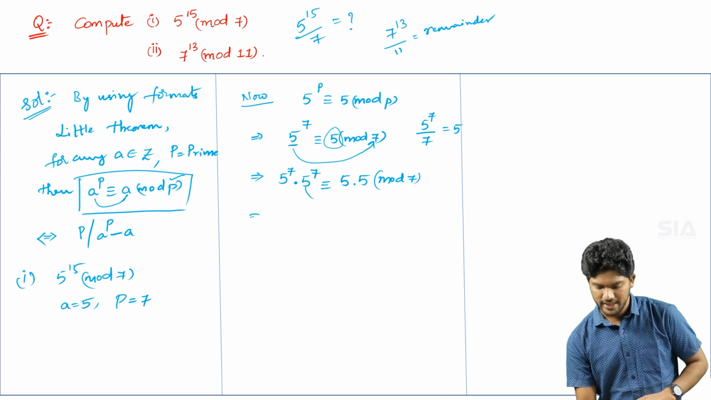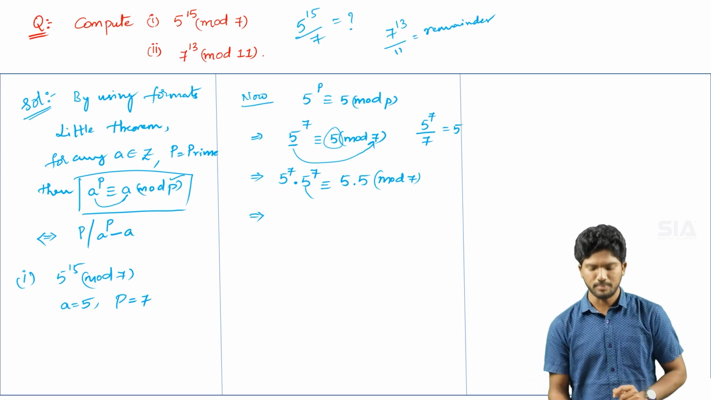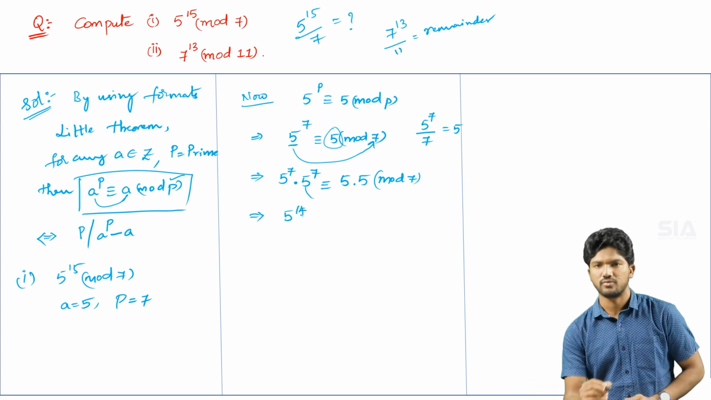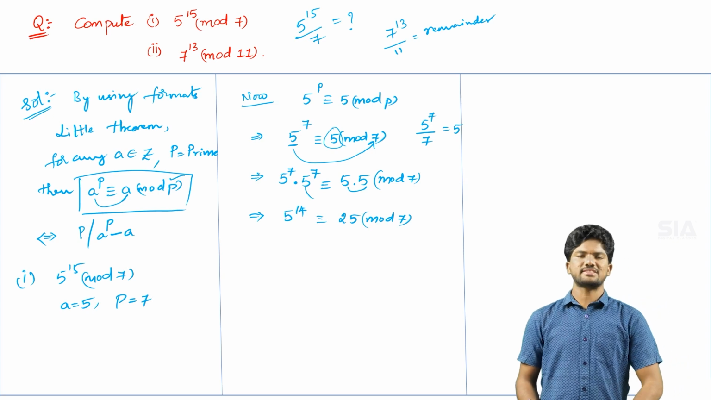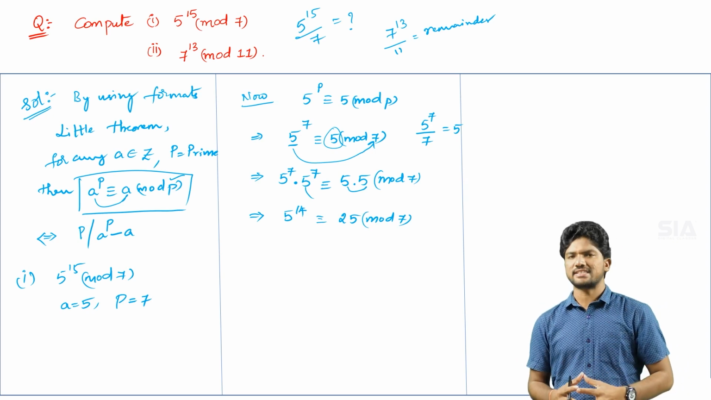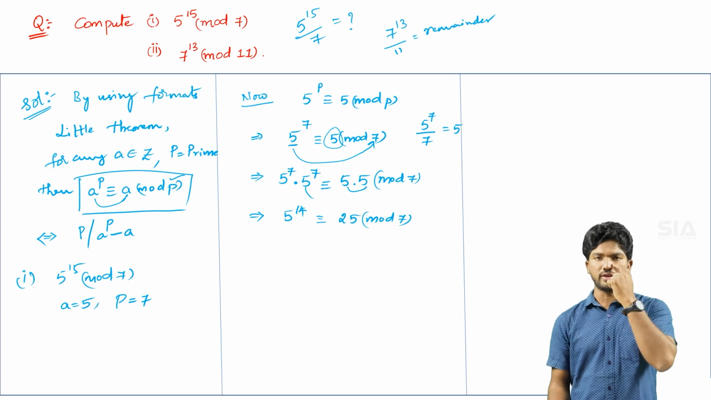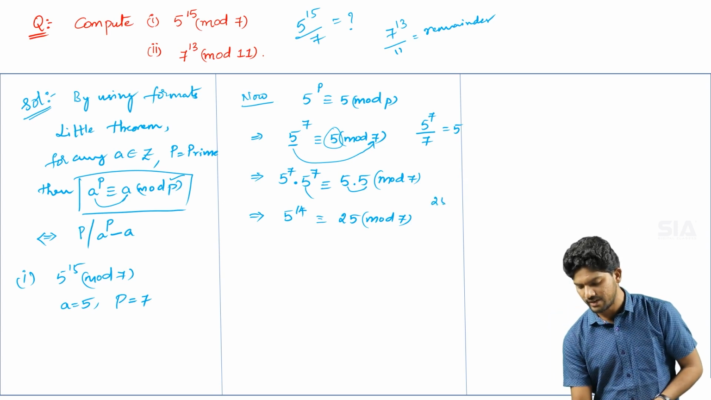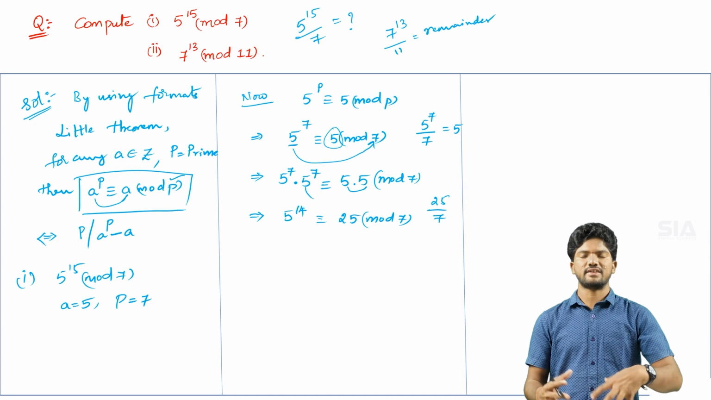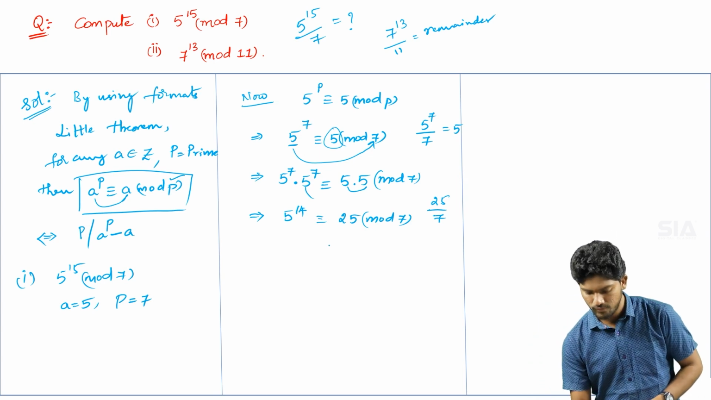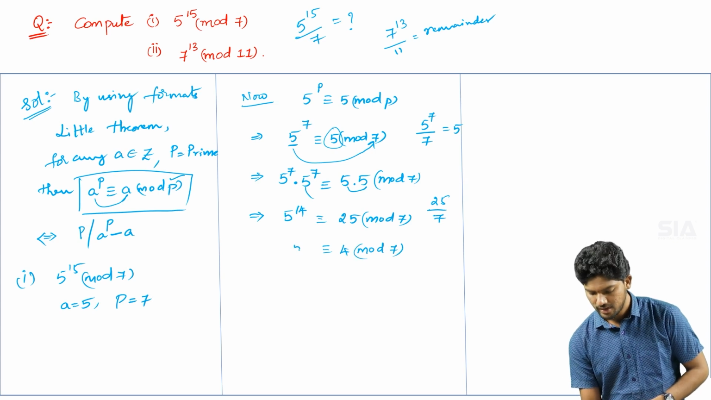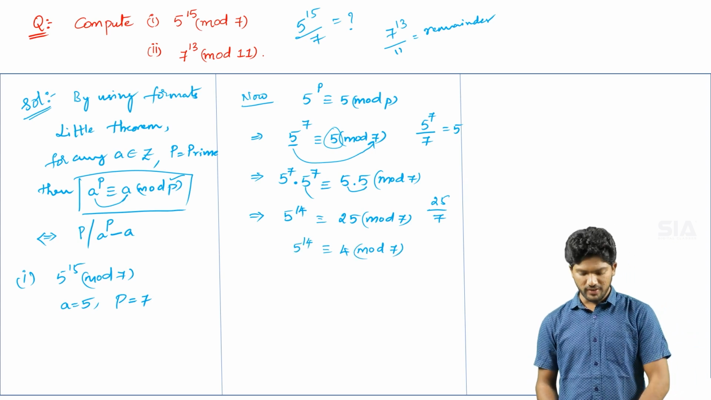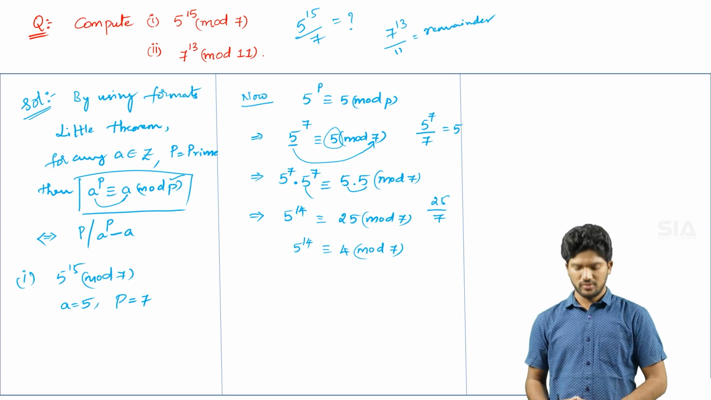In the LHS the base is the same, so you can add the powers: 5 power 7 plus 7, that is 14, is congruent to 5 into 5, 25, mod 7. This 25 is greater than the prime number 7, so you have to divide 25 by 7. 7 ones are 7, 7 threes are 21, cancel. You will get 4 as the remainder. So 5 power 14 is congruent to 4 modulo 7. That means whenever 5 power 14 is divided by 7, 4 is the remainder.